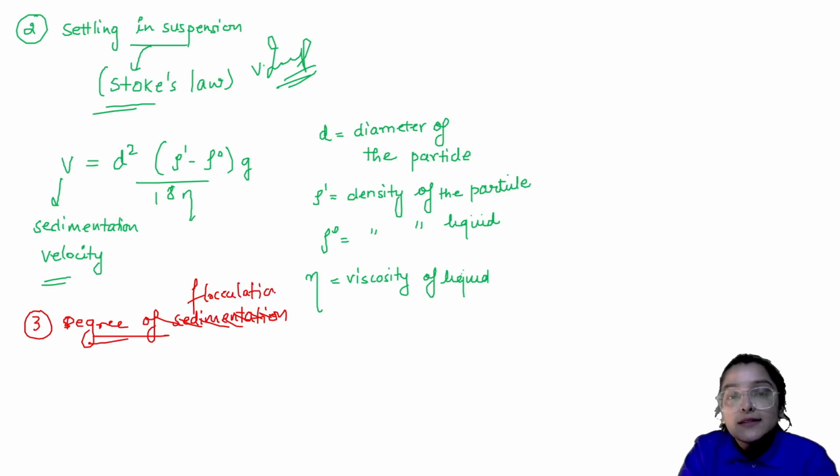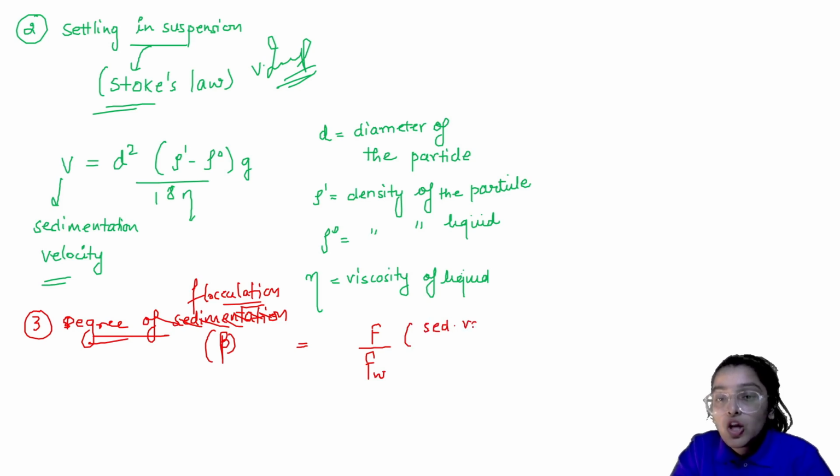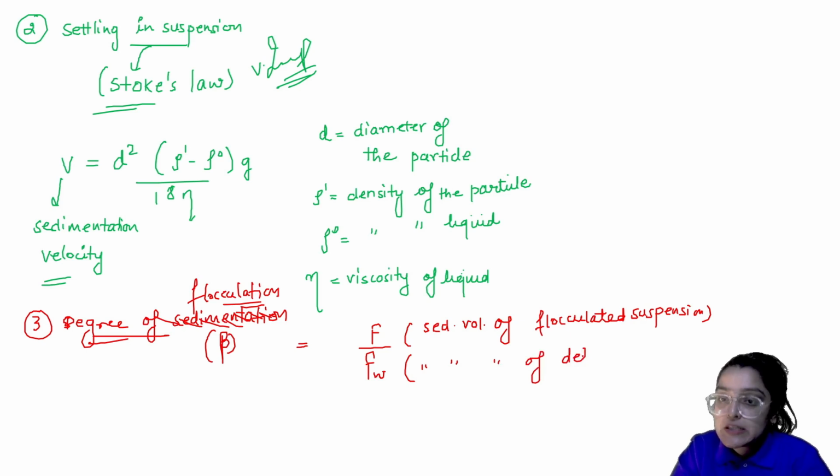Now the formula itself suggests the formation of aggregates, that is the floccules. Degree of flocculation is represented by beta. Students, questions are directly asked, so kindly note down the formula, that is β = F/FW. The F here is your sedimentation volume of flocculated suspension, while the FW is the sedimentation volume of your deflocculated suspension.